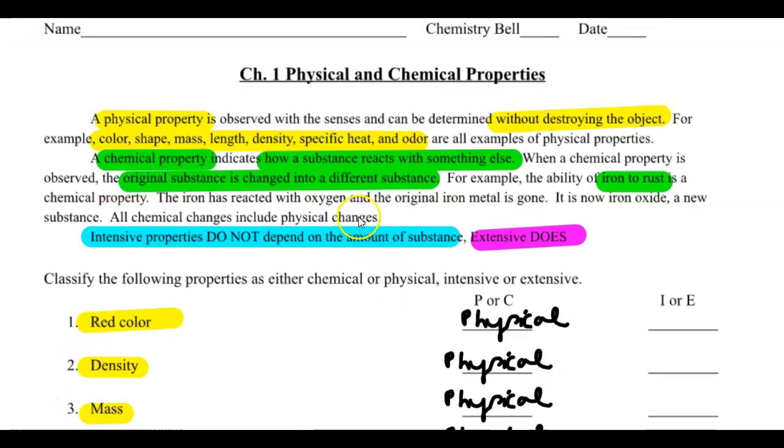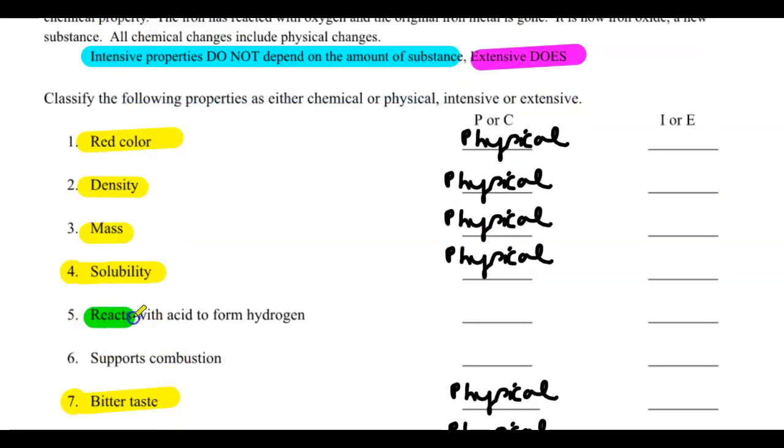Okay, so let's review the definition of a chemical property. How it reacts with something else. It's changing into something new. So let's scan the list of what's left over and let's see if those all are chemical. Okay, reacts with acid to form hydrogen. That's something new. That's a chemical.